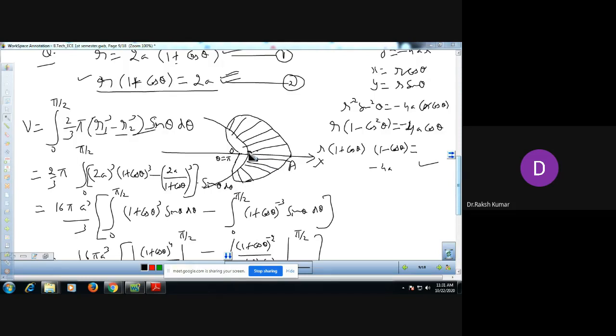So the limits of integration, because this will not be counted now, 0 to pi. This will be 0 to pi by 2 because this will be the meeting point at 90 degrees. So that is why we are taking this 0 to pi by 2. So this is the intersection of these two curves, cardioid and parabola, and we got the volume of solids of revolution.